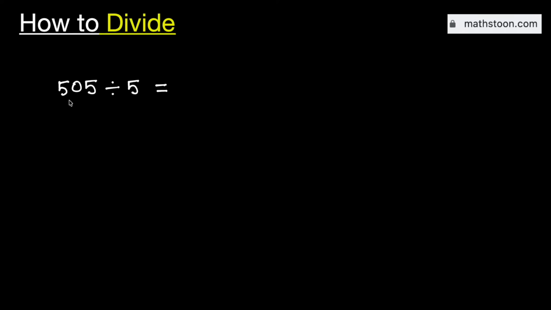In this video, let us learn how to divide the number 505 by 5 using the long division method. Consider the first digit 5. We know that 5 times 1 is 5. Subtract, we get 0. Now see that this 0 is less than 5. That is why we will bring down this adjacent 0 here.